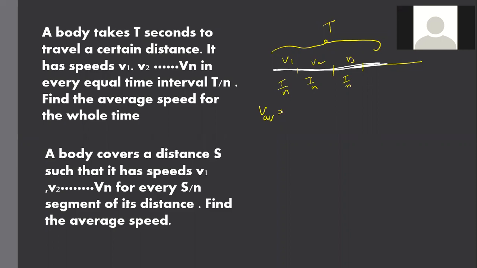Sir, will it not be t by 2 in the t by 2 time, V2 will be the speed, and for Vn, it will be t by n. Come on, tell me, Pavani. For every equal time interval t by n, what do you mean by that? If I knew how many are there, I can do that. If I say there are 10 velocities, I'll write t by 10, t by 10, t by 10 like this.